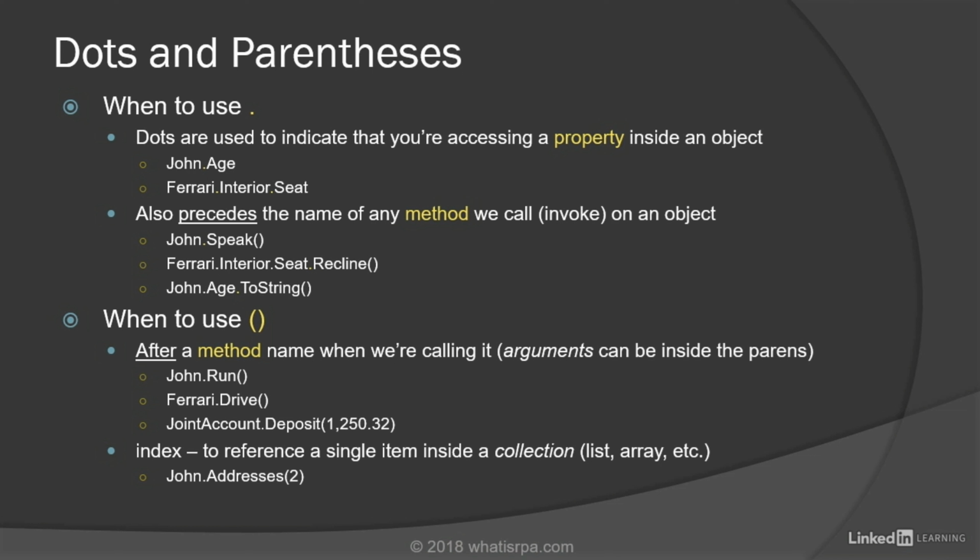The same thing can occur with addresses. You could have a work address, a home address, and so on. So if John does have several addresses associated with him, I could use the dot to access his addresses property, which is a collection of addresses, and I could use these parentheses to access the second address in his list of addresses.